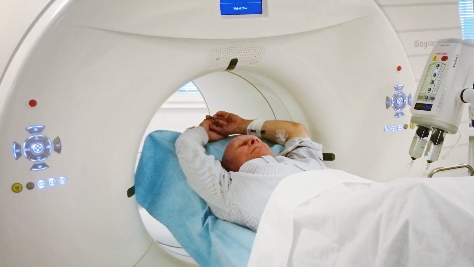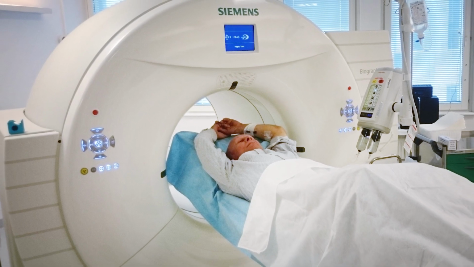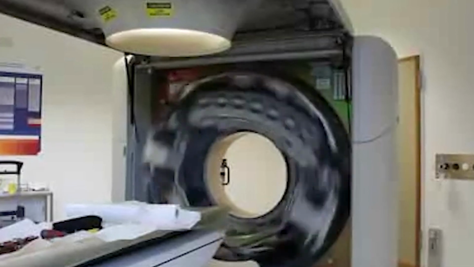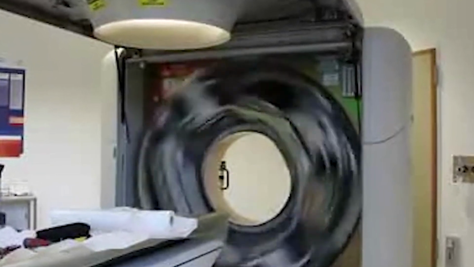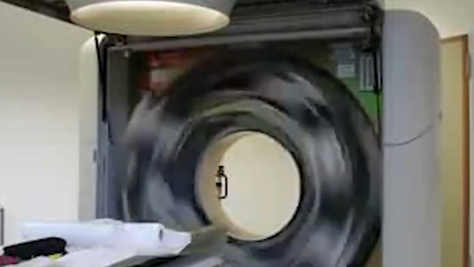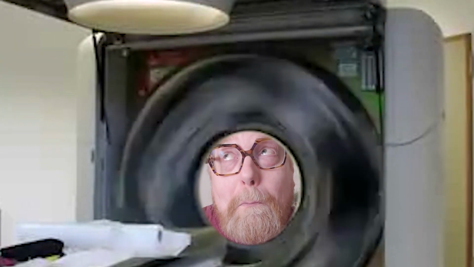A modern CT scanner looks like this. CT stands for computerized tomography. If we open the lid, we see this half-a-ton donut-shaped instrument rotating and measuring X-ray data from all around the patient. I'm glad that they usually keep the lid closed.